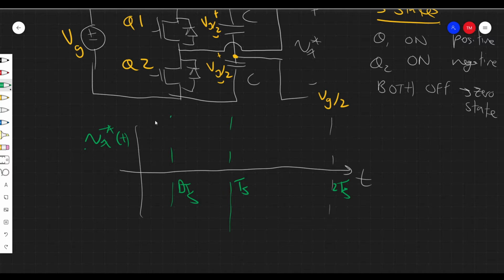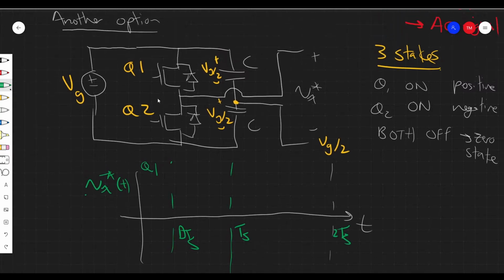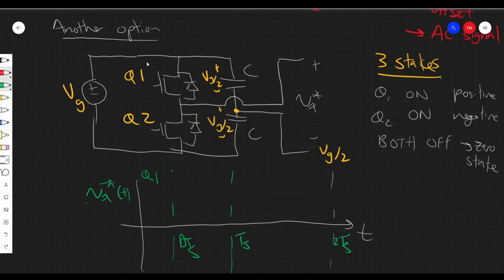Q1 is going to conduct here, right? So if Q1 is on, then what does that mean? Q1 is on, then we connect this positive terminal to VG. So this is at VG, this is at VG over 2. The difference between these two voltages is VG over 2. Right, so that means we're going to have Vg over 2 here.